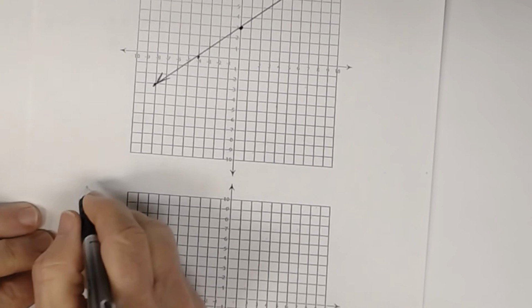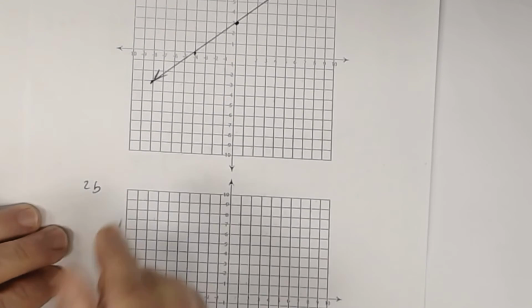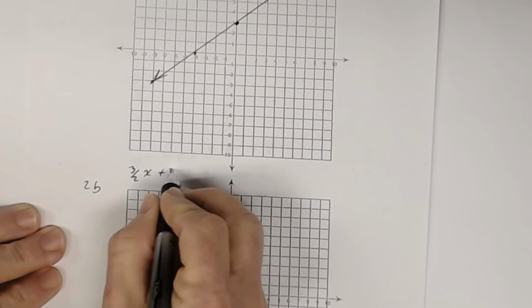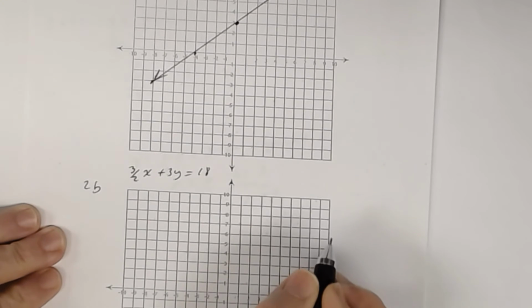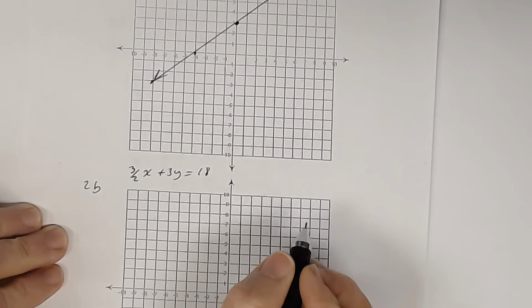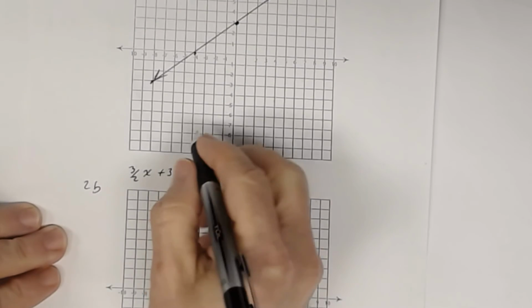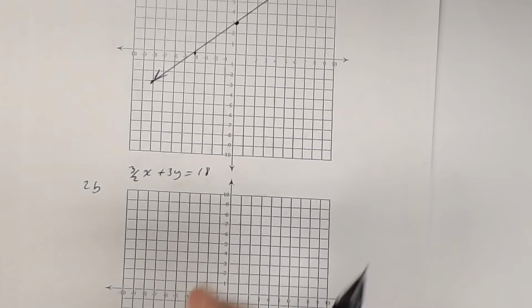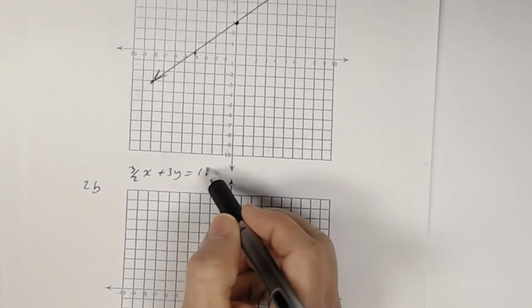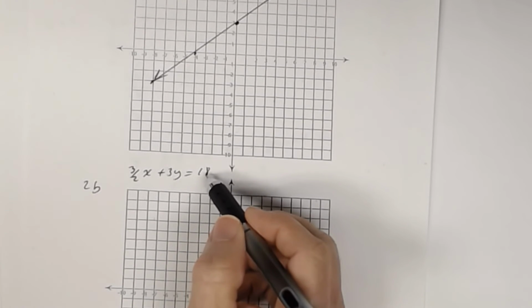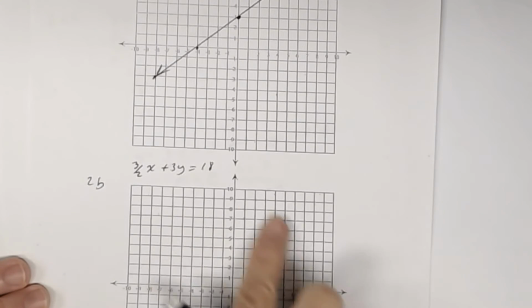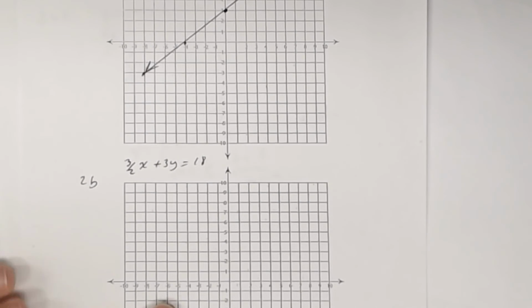All right, let's look at 2b. So 2b, they're asking you to graph 3 halves x plus 3y equals 18. All right, 18. Let's go ahead and make this. Well, that's fine. Oh, I'm going to change this a little because that 18 is going to be too big. Maybe I'm going to leave it like that. See what happens. I may have to come back and change it because I want it to be within here. So we'll see what happens.